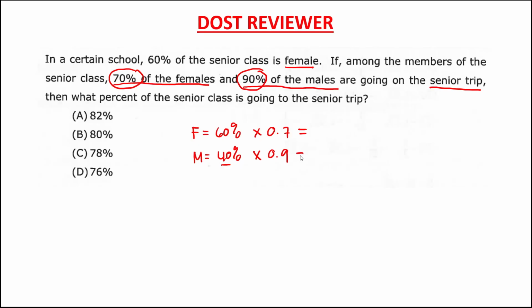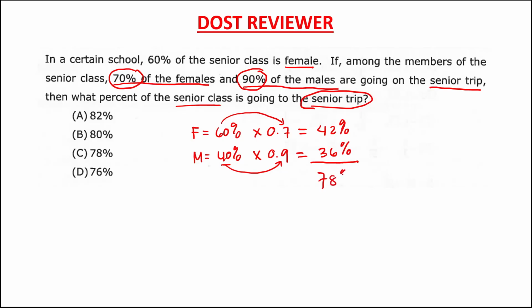Then to simplify, this 60% times 0.7 is equal to 42%. And this 40% times 0.9 is equal to 36%. So therefore, the total percent of the senior class going on the senior trip is 42 plus 36, which is equal to 78%.